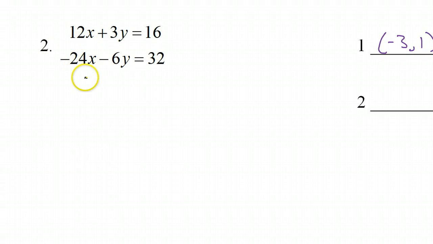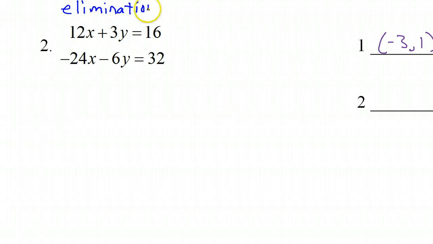This one would be a good one to do by the elimination method. First of all, there are no variables that are anywhere near being by themselves. They all have coefficients. Also, they're all lined up nicely. So let's do the elimination method. Alright, now for elimination, we need opposites that cancel. So either the x's need to be opposites or the y's.